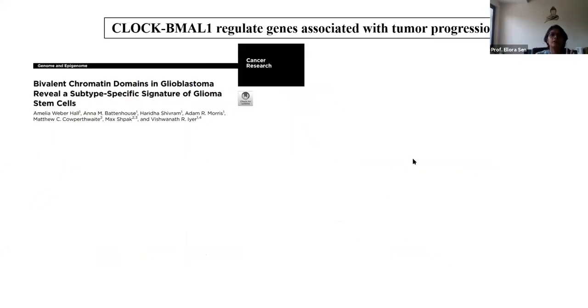Now, if there is a clock-BMAL1 circuitry which is cross-talking with your lactate and your inflammation, what does it have to do with tumor progression? So at this time, a student who had a great deal of knowledge of bioinformatics found this paper in glioma where they have done a ChIP-seq and an RNA-seq of 9 GBM patients.